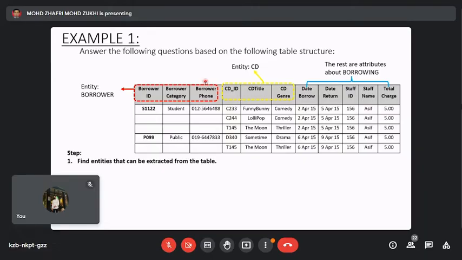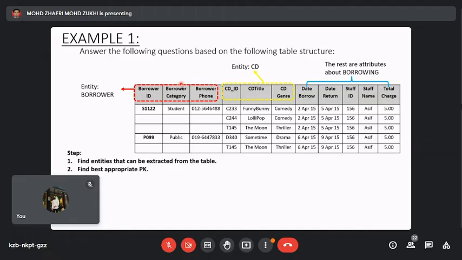This is what it means by composite table: inside it, there are several entities. Now we have found two entities. For the rest of the attributes, date borrow, date return, staff ID, staff name, and total change, they don't really relate to these two. So we assume these attributes are about borrowing. We keep it for later use, and we will discuss this later.